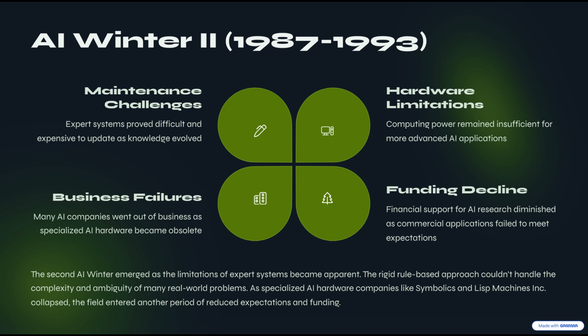It turned out maintaining those expert systems, updating their knowledge bases, was incredibly difficult and expensive. The real world changes too fast. And the business side. Yeah, some of those specialized AI hardware companies, like Symbolics, collapsed. The commercial expectations weren't met. And hardware was still a bottleneck. Still a limitation for the really advanced stuff, yeah. So funding dipped again. That cyclical nature of AI hype and investment.